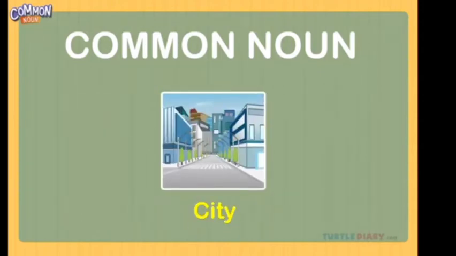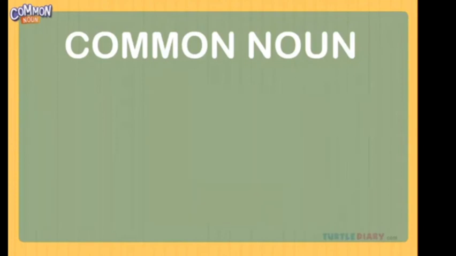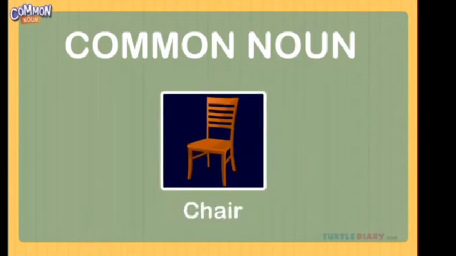For example, if it is a city, the word city is generally used for any city. It refers to any city. That is, it is not a specific city name. Horse. This is an animal. Horse refers to any horse. Here, any horse is used as a common noun. Chair. Chair is not referred to any one chair. It is not a special chair. This is common to any of the chairs.